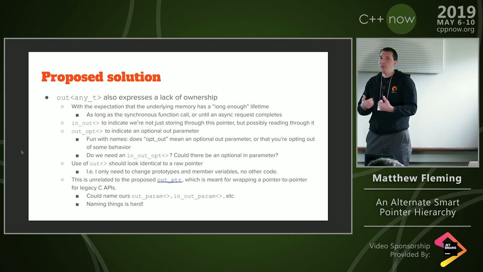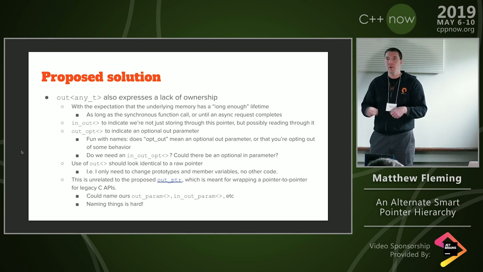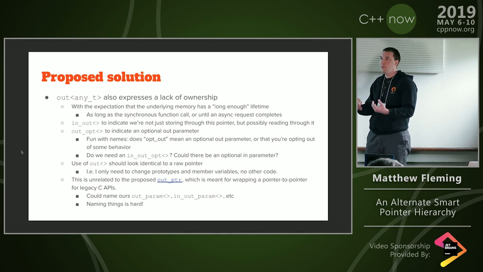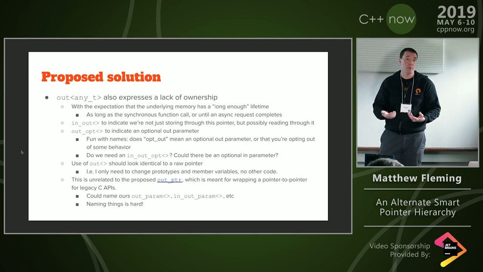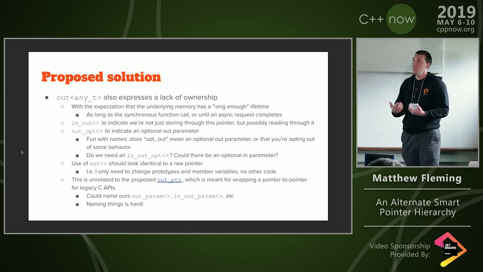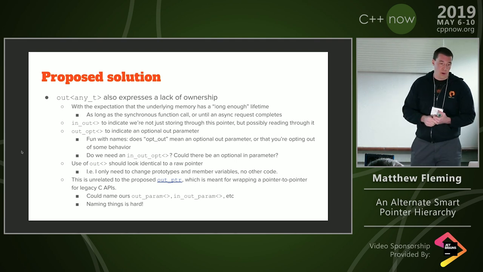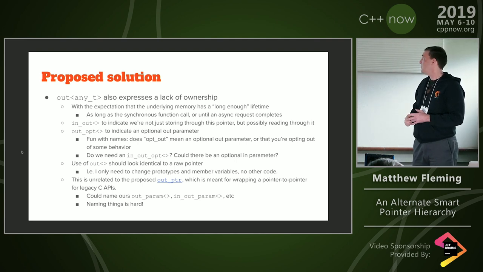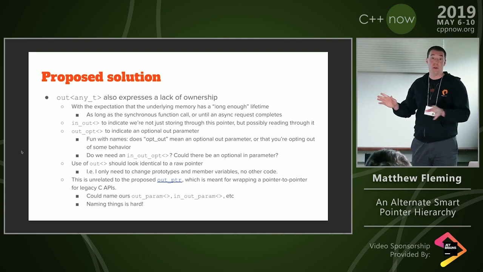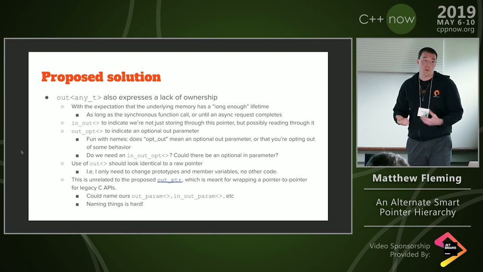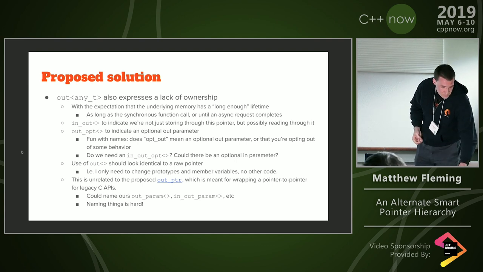And I want the use of this out parameter to look identical to a raw pointer. I want to say ampersand foo at the call site, because coming from a C background or working with C programmers, that's more familiar to them. It's a little more obvious at the call site what's going on. This ends up being unrelated to this thing called outputter, which is being proposed for standardization. So naming things is hard. I wouldn't necessarily propose standardizing these names, but it's what we've got to work with right now.